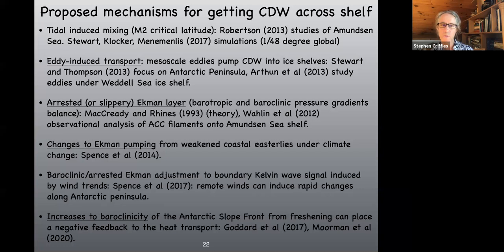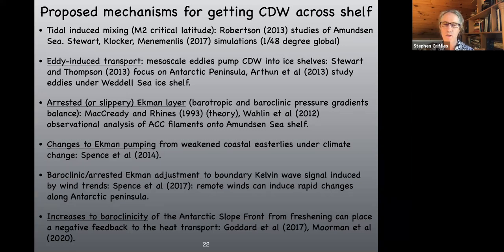Now, another mechanism, which I was part of looking at in a study that I'll show in a minute, relates to what's called arrested Ekman layer dynamics. And that's, for the GFD cognoscenti in this audience, a very interesting way of looking at Ekman layers on sloping bottoms. In certain geometries, even with linear waves moving around the coast, you can get an arrested Ekman layer response, which brings warm water up towards the ice shelf base. I'll try to outline that in a couple of slides.